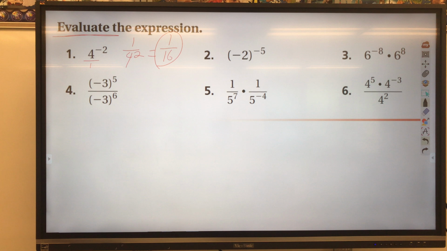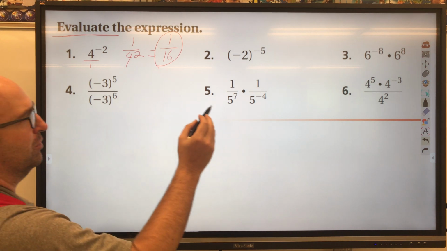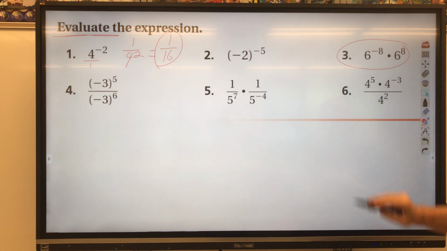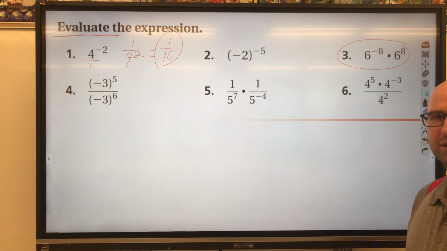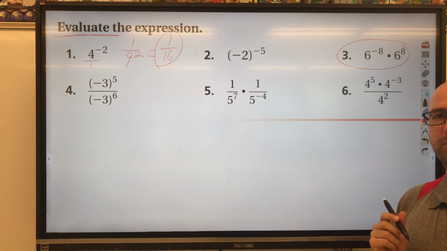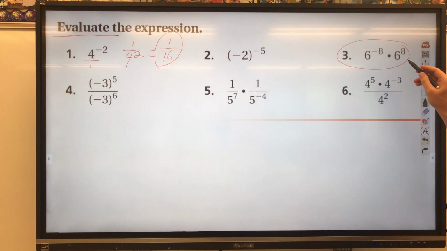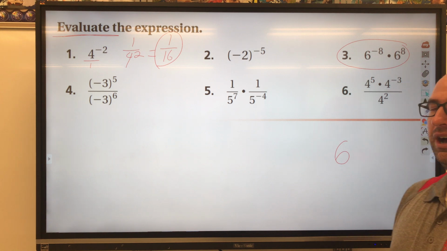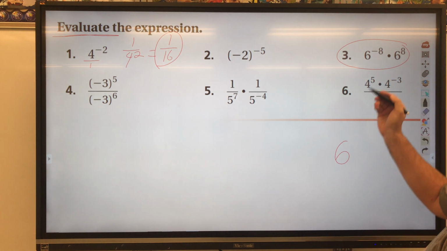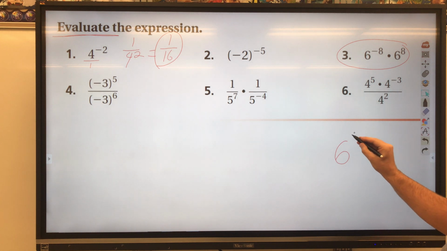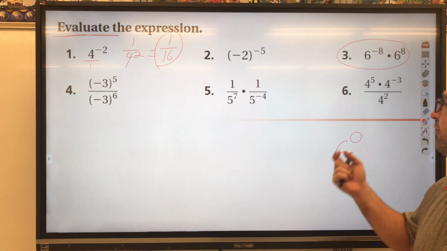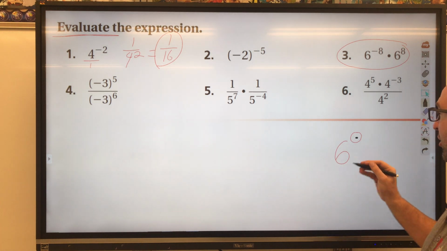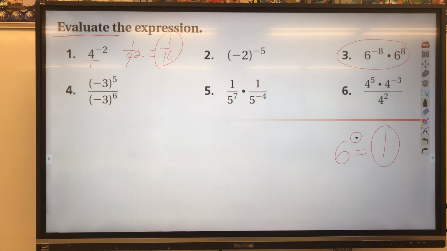So let's look. Actually, I want to do number 3 because it's going to be interesting for us. Let's look at number 3 here. Because it multiplies, we're going to have to go back to our product of powers property. And since we're multiplying, we have the same base. We're going to use the same base, but since we're multiplying, we add the exponents. Negative 8 plus positive 8 equals 0. So now we have, for this number 3, 6 to the 0 power. Anything to the 0 power is just 1.